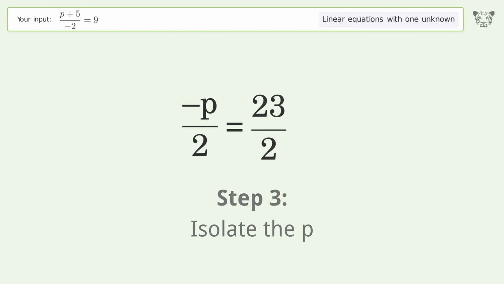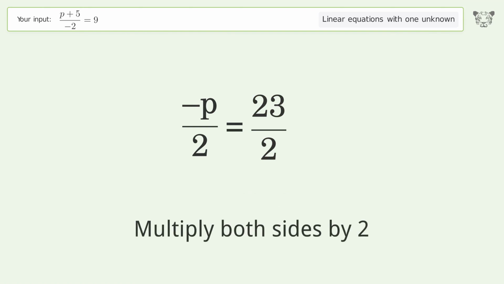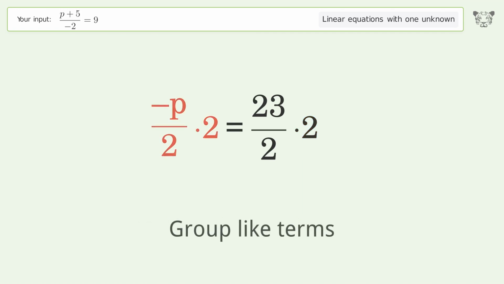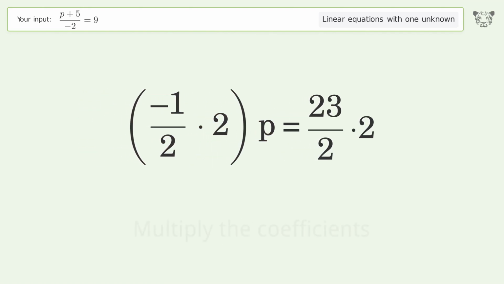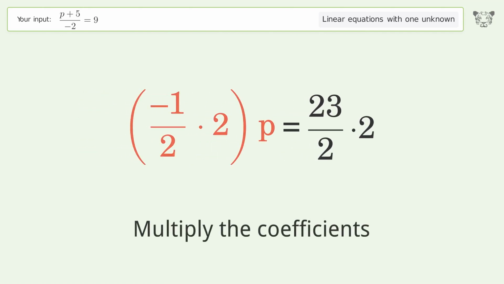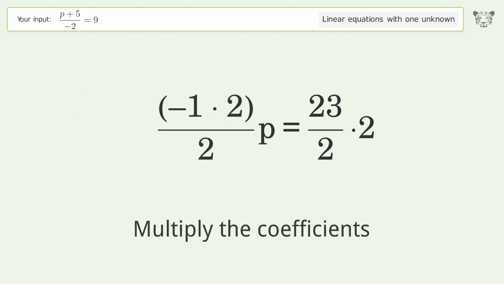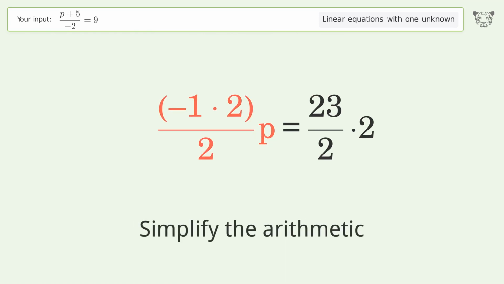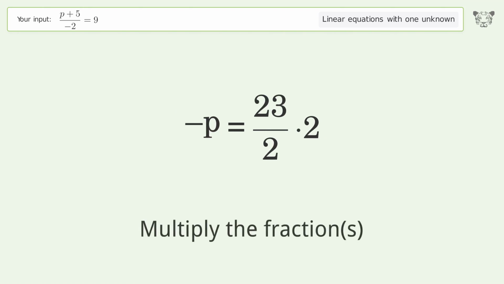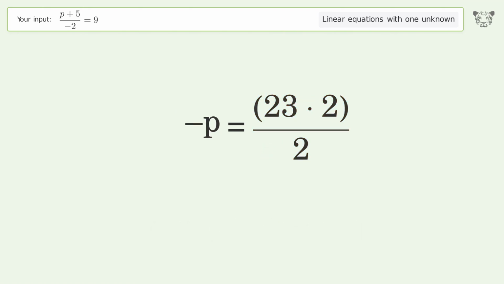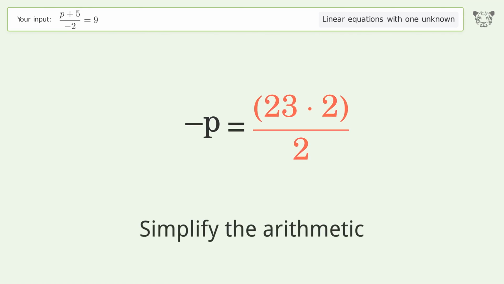Isolate the p. Multiply both sides by 2. Group like terms. Multiply the coefficients. Simplify the arithmetic. Multiply the fractions. Simplify the arithmetic.